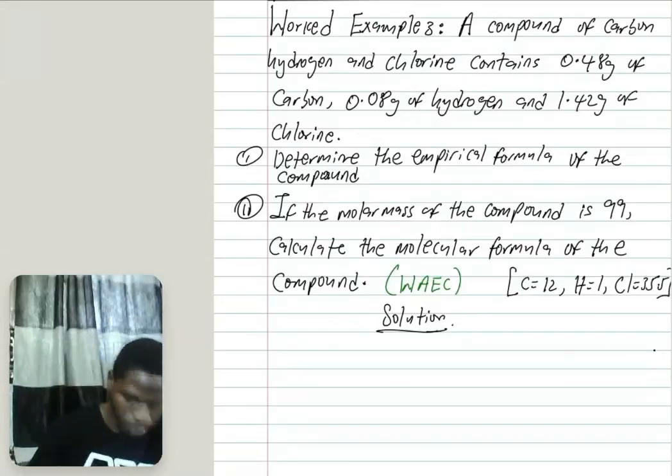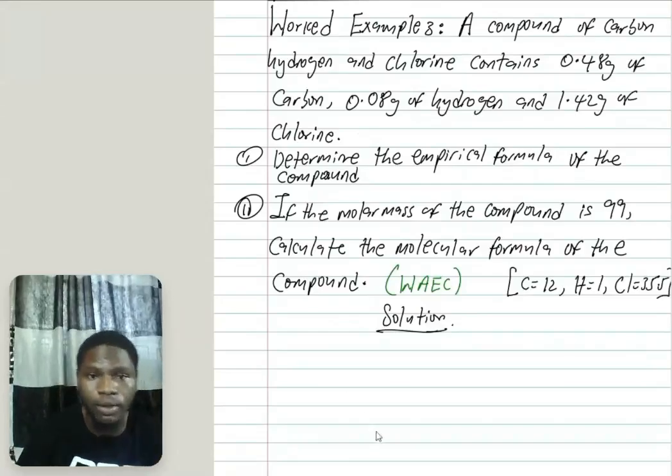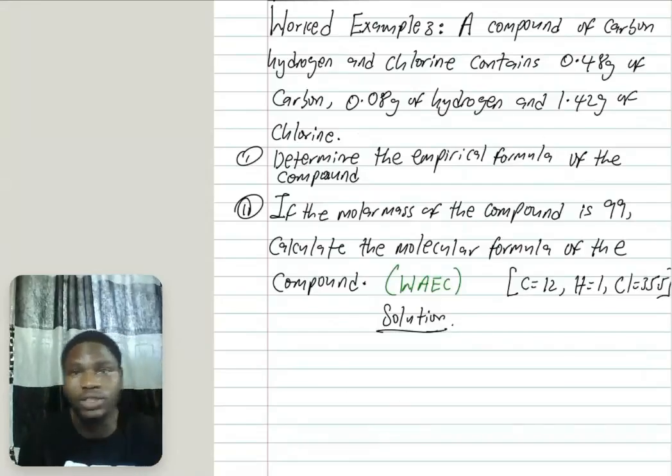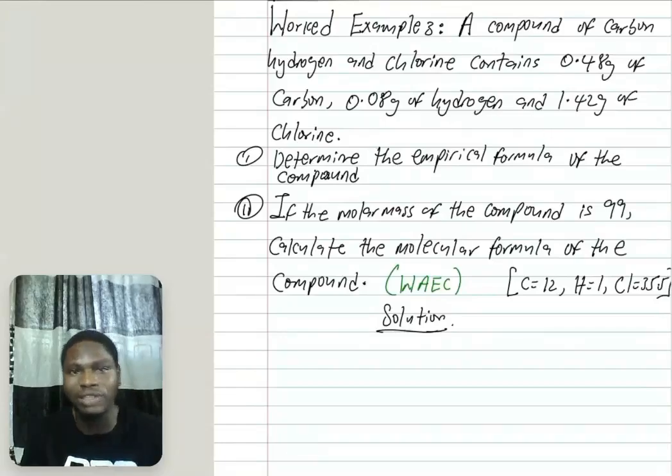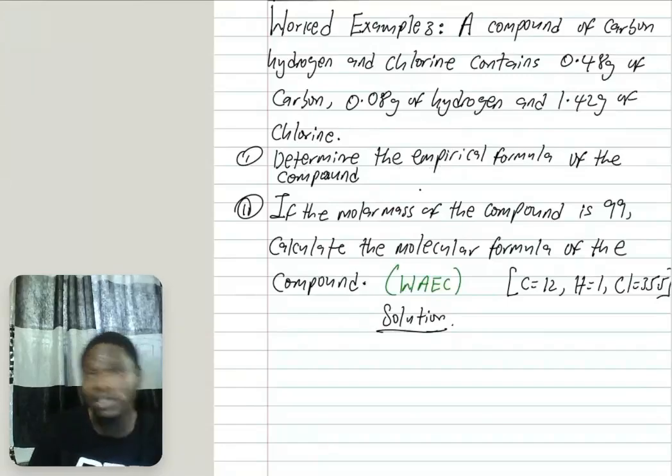Okay, so see what we have here. We have this question. A compound of carbon, hydrogen, and chlorine contains 0.48 gram of carbon, 0.08 gram of hydrogen, and 1.42 gram of chlorine. Determine the empirical formula of the compound. Wow. So let's determine the empirical formula.